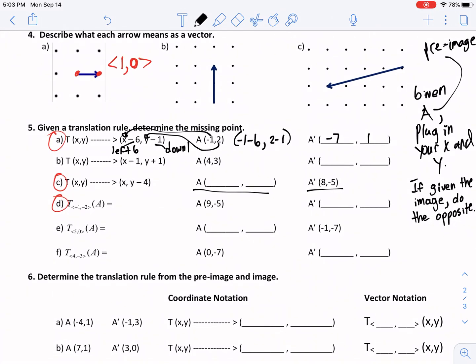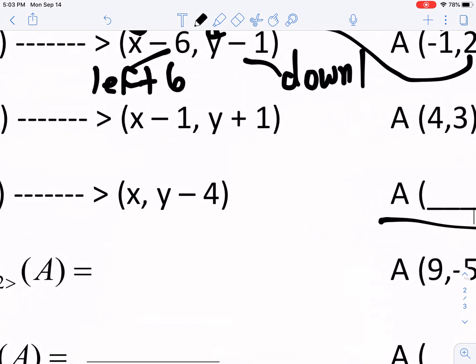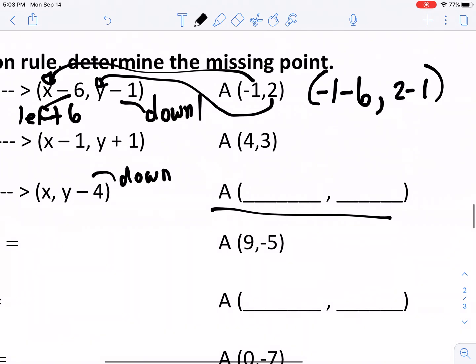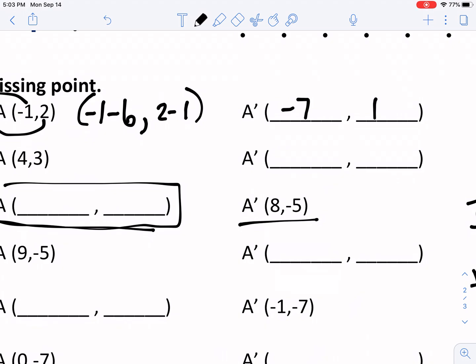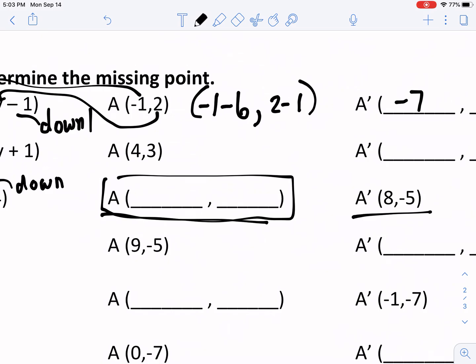So let's first of all start off with C here and write down what we know is happening. In x, notice there's nothing being added or subtracted, so nothing is happening to x. However, in the y, or up, down, we're subtracting 4, so this would be down 4. If we were given the pre-image, which we're not, all we'd have to do is plug in our point, and that would show us where we needed to go. However, we're given the actual image. So in a sense, we have to work backwards, or do the opposite, to get to the before picture. So we're given the after picture, and we want to find the before picture.